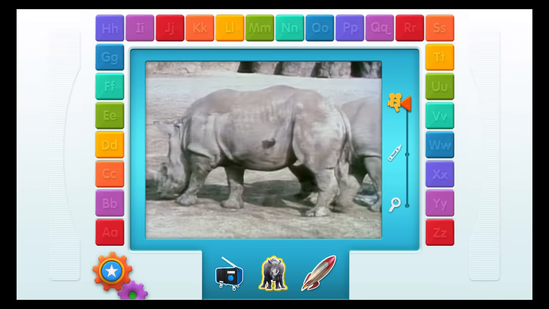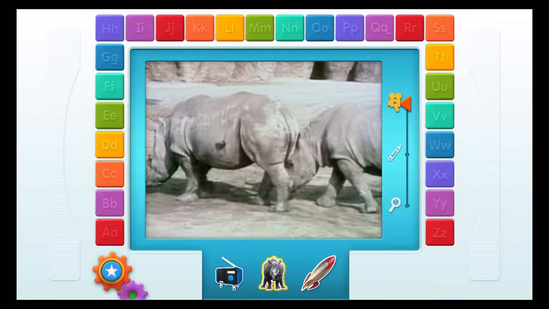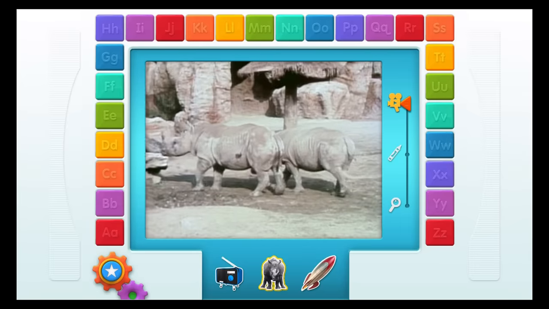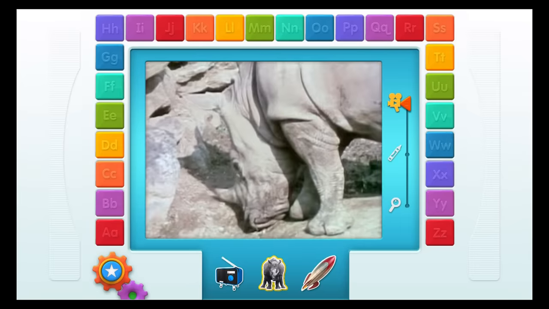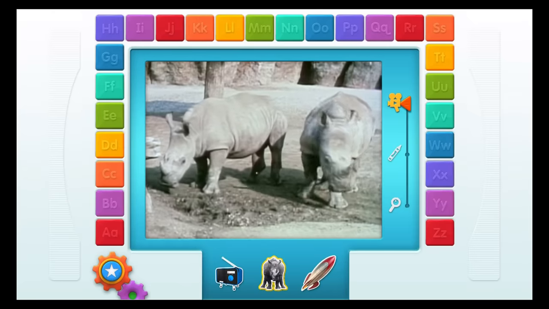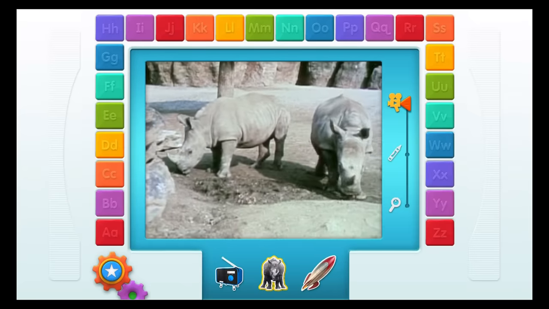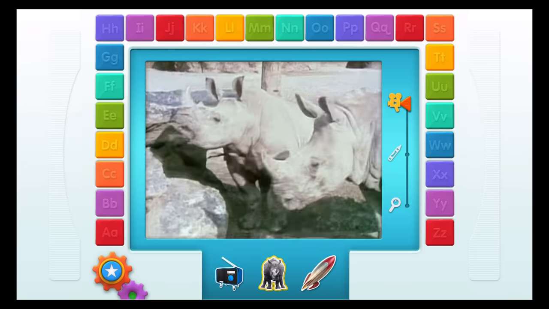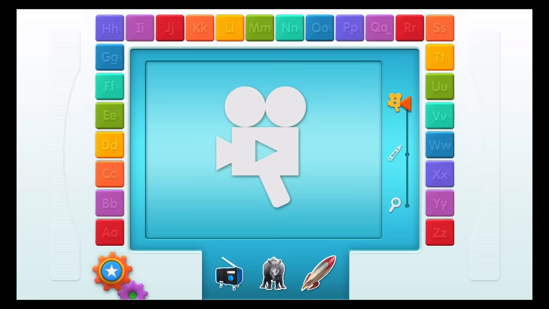Rhinoceros. Me and you. That makes two. And two's a truly wonderful number to be. When the one and one that make the two are you and me. Rhinoceros. Touch another thing that starts with your letter.